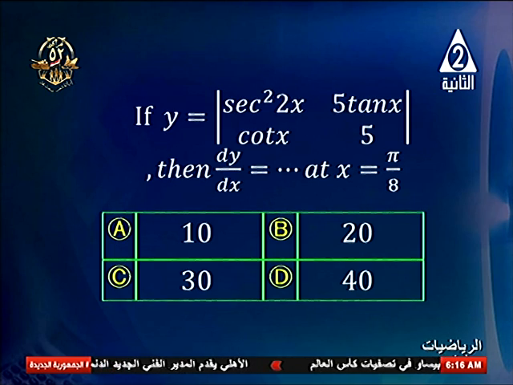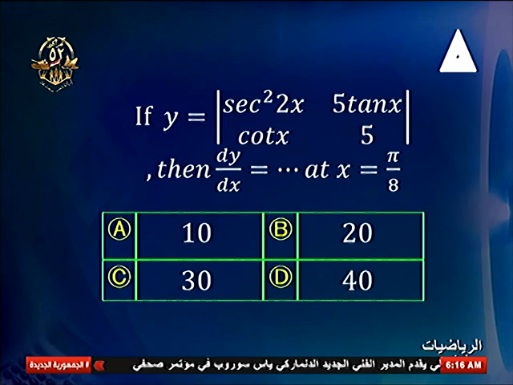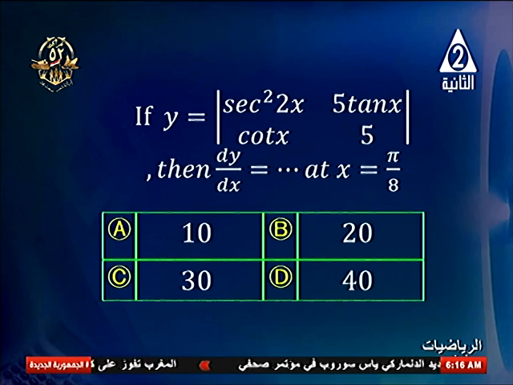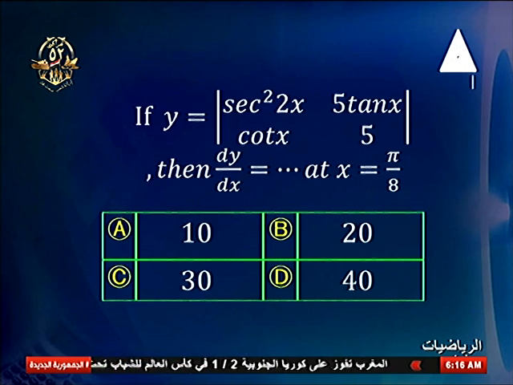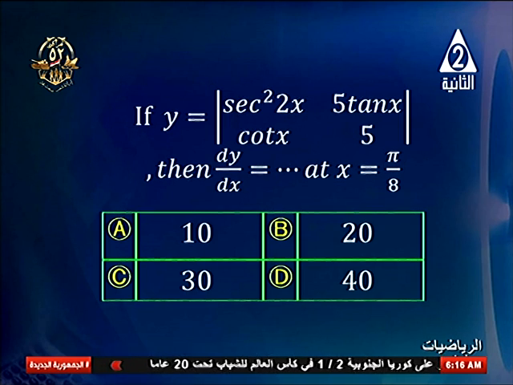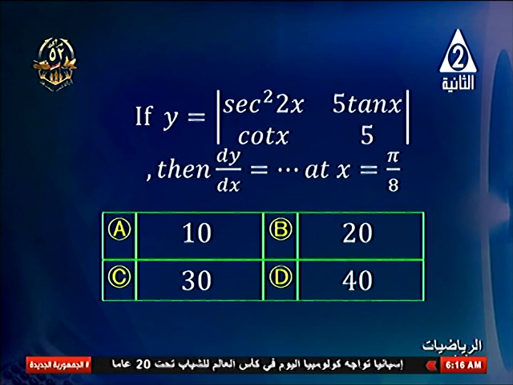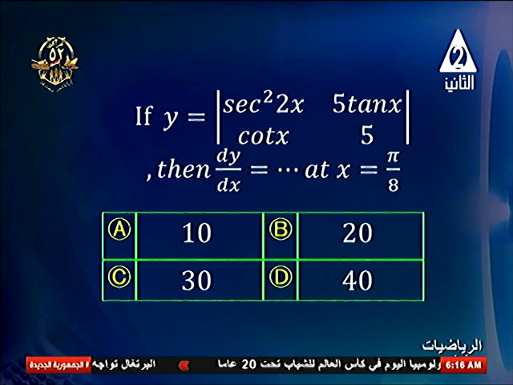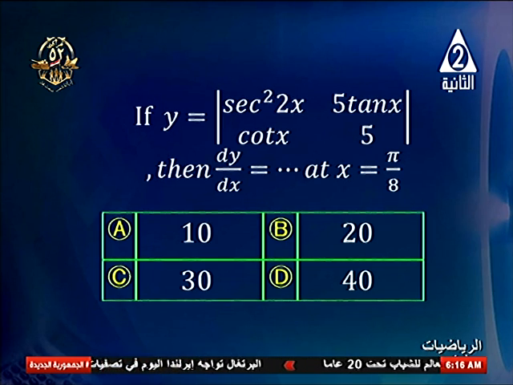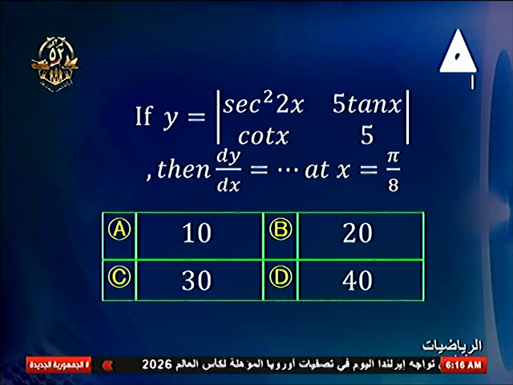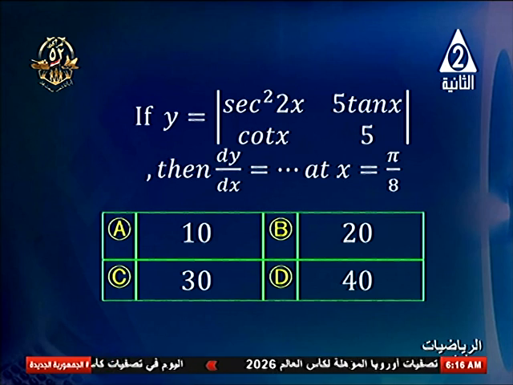Before we choose the correct answer, look at y equals determinant. What is the value of the determinant? We cross: sec square 2x multiply 5 minus 5 tan x cot x. Remember, tan multiply cot equals 1. After that, find dy over dx or the first derivative or y dash. Then, by substitution about x equals pi over 8.